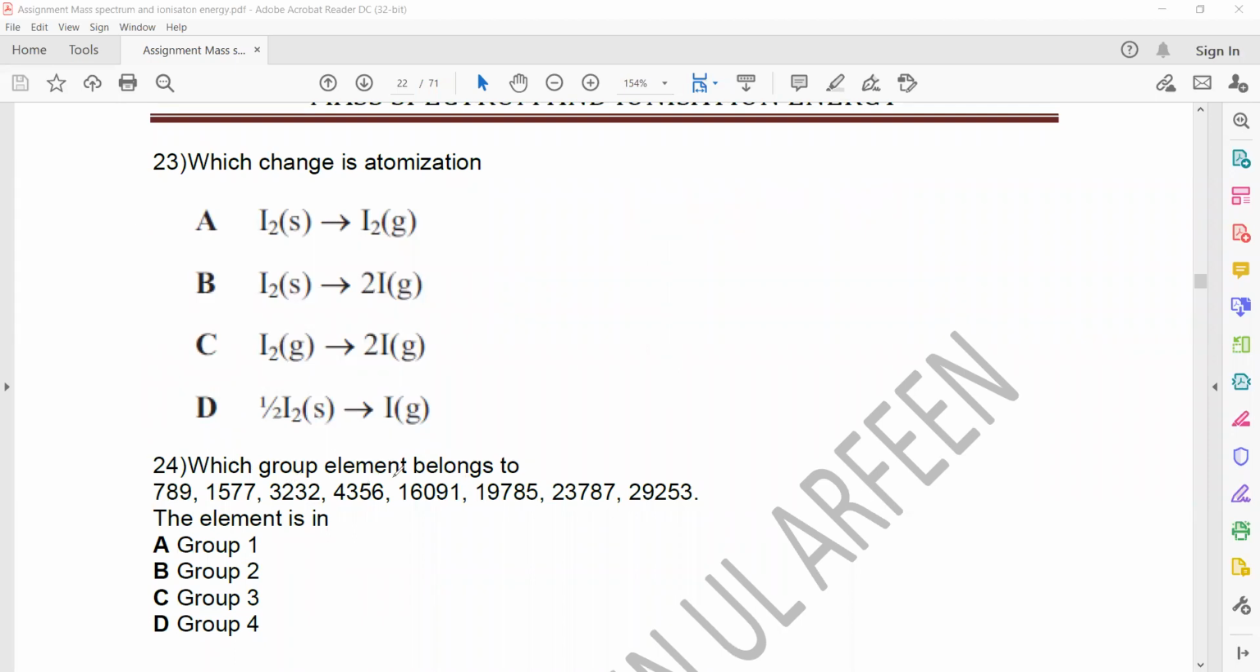Then question 24, which group does the element belong to? These are the successive ionization energies. So 789, 1500, 3000, 4000, and suddenly a very big jump from 4000 to 16,000. So this is a big jump. When it's a big jump, it means the electrons which were removed initially were from the last shell, or it shows the shell changes. So how many electrons are removed before this big jump? 4 electrons are removed. It means this element belongs to group 4. Is it clear?